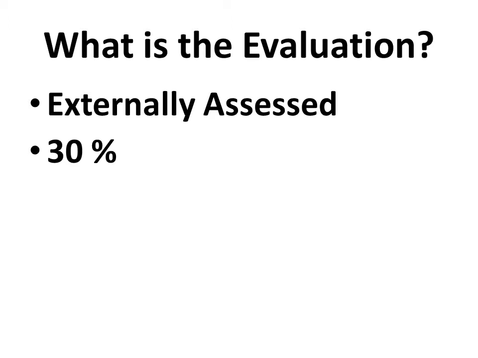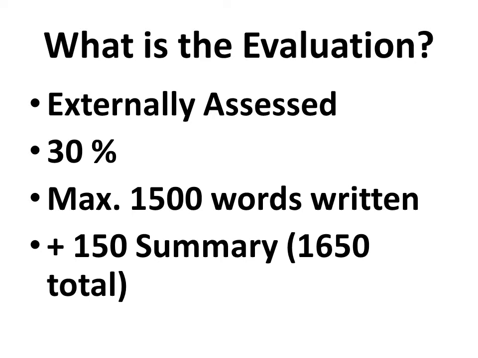Now, one important thing to know is that the SACE markers do not know you, your school, or anything about your project. So you should only include your SACE ID and not your name, and nowhere throughout your evaluation should you make reference to Golden Grove High School, basically. Now, the word count is a maximum of 1,500 words, and on top of that you have a 150 word summary, so you've got 1,650 words in total to play with.